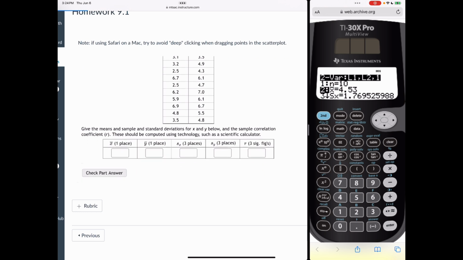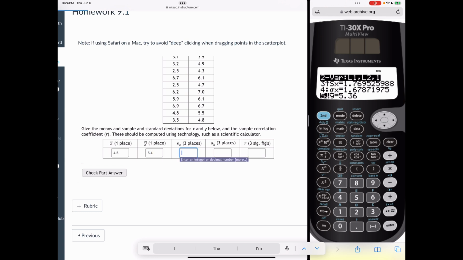It says we want how many places? One place for X bar. So I'm just going to do 4.5. But for Y bar, let me go down a little here and see if I can spot what Y bar is. There we go, 5.36, but we have to do one place, so 5.4.